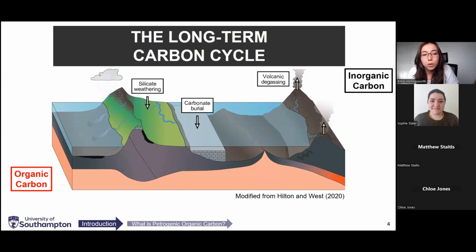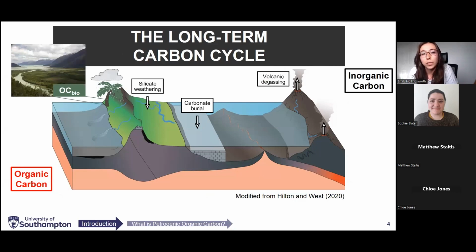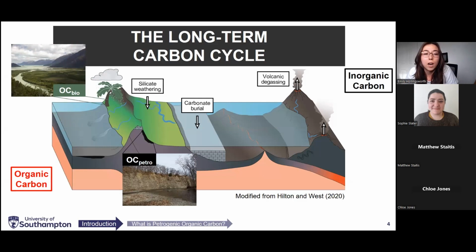And when I talk about the organic carbon cycle, I talk about it in two different pools on land. So firstly, we have organic carbon that's been freshly made by plants and living organisms, and that's been recently buried, so within the last 100 or so years in the soil. And I'll refer to this as OC bio. But we also have carbon that's much older, that's been buried under high temperature and pressure. And this old fossilized carbon I'll refer to as OC petro.